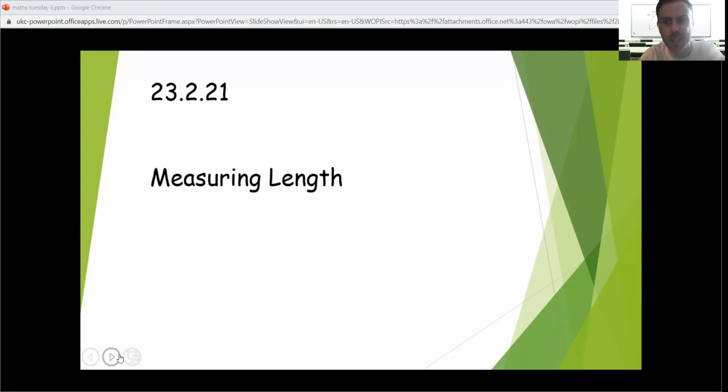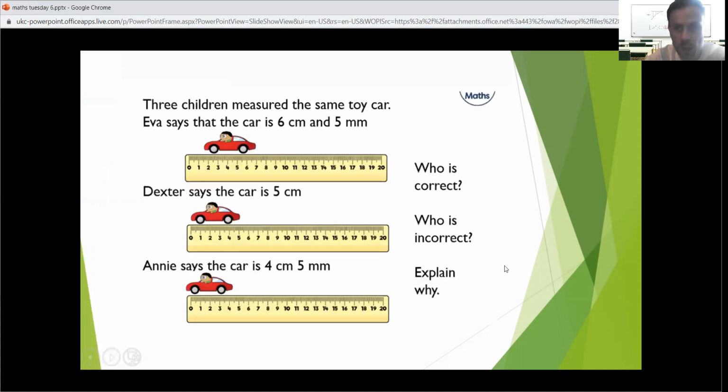No flashback today, decided against it. So we've got a couple of little problems and then we can dive right into our power math stuff. So here's the first one, little one for you to have a go at. Three children measured the same toy car. So it's the same. Three children have got the same car.